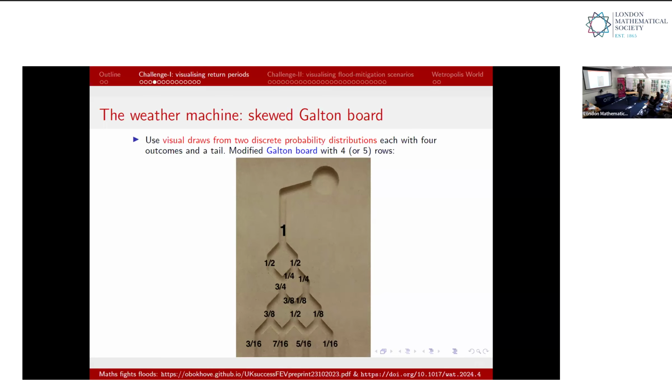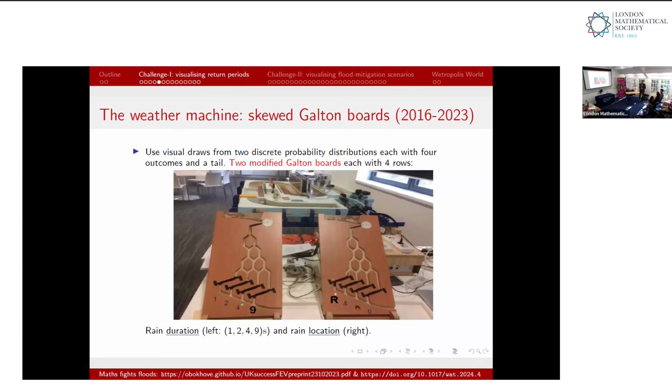Usually a Galton board is symmetric, and then if you have infinite rows, you get the normal distribution. So then I needed 2, I just copied them. One is used on the left for location. Here are the balls. And I assigned 1, 2, 4, and 9 seconds to the 4 channels. And in black are optical sensors, which then notice or record which channel the ball falls in, and that gives then a corresponding reaction in the setup.